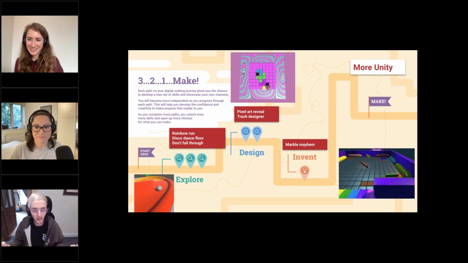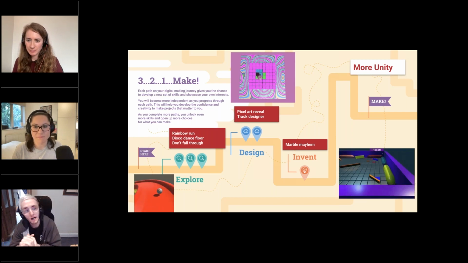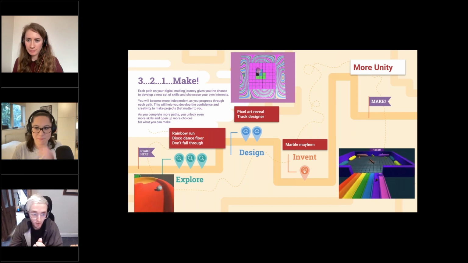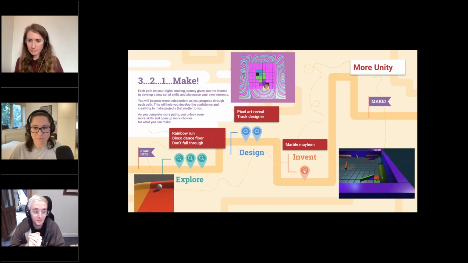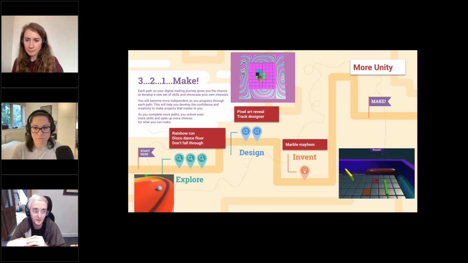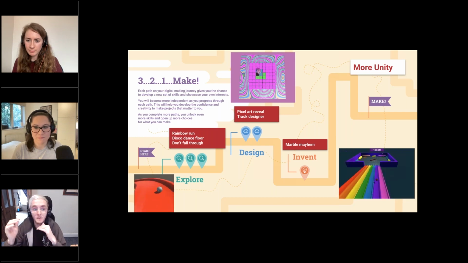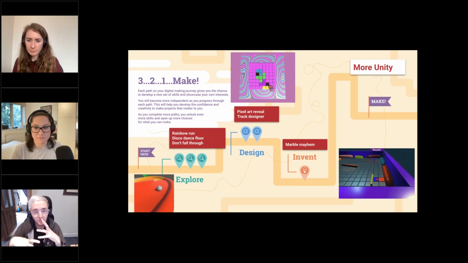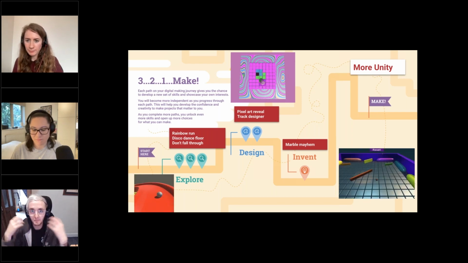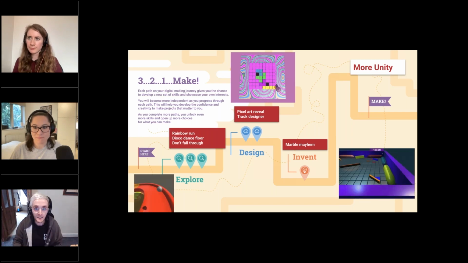Again, it's 3, 2, 1, Make, following the same format you're all familiar with, and your learners hopefully are too. We have 3 explore projects: Rainbow Run, Disco Dance Floor, and Don't Fall Through. Those are different versions of marble experiences, 3 different examples to show learners what they can do. We then have Pixel Art Reveal and Track Designer, which let them combine what we've shown them and get a bit creative. And finally, as always, we have our big invent project at the end, which we call Marble Mayhem. So let's have a look at those in a bit more detail.